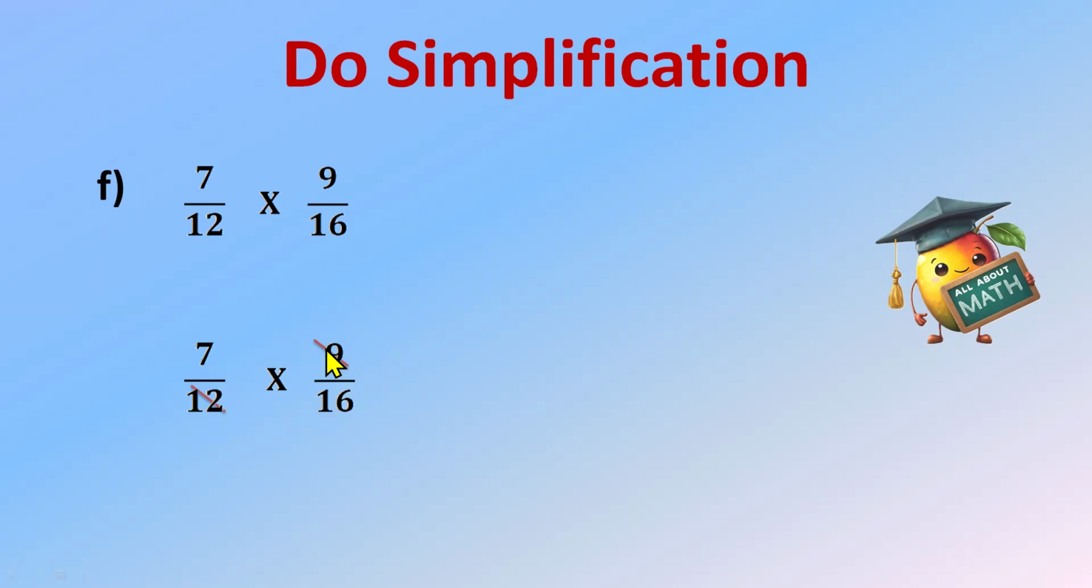Okay, so here 9 and 12. Where they come in 3 table: 3 threes are 9, 3 fours are 12. Now we have 3 here, 4 here. Even though 4 and 16 come in 4 table together, we can't do cutting of denominator with denominator. Never possible. It's always the cross cutting or the up down cutting. So let's write down the numerators and denominators we got: 7 multiplied by 3, 4 multiplied by 16. So 7 threes are 21, 16 fours are 64. I got 21 by 64.